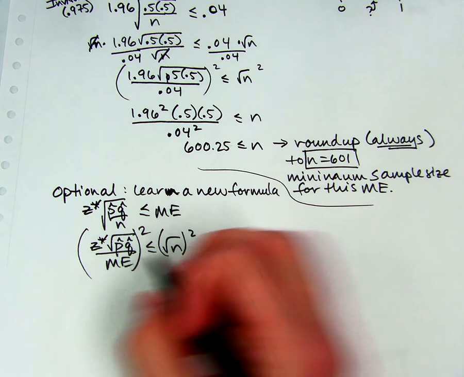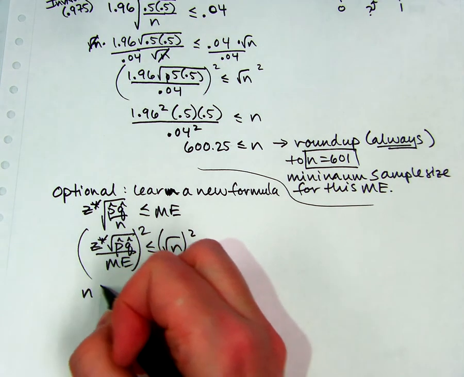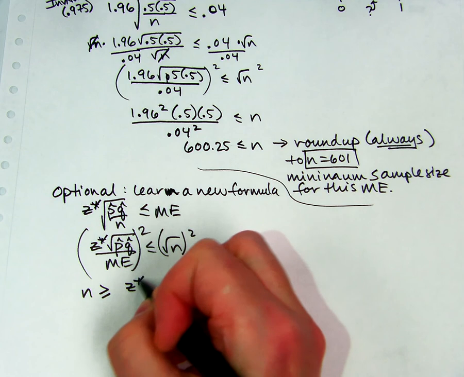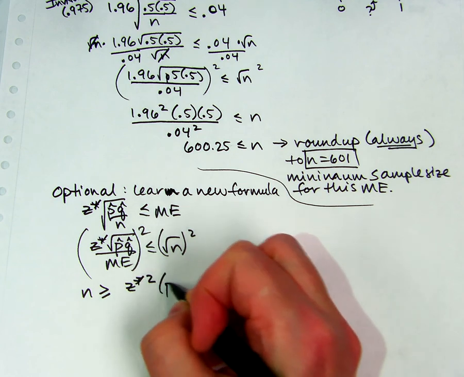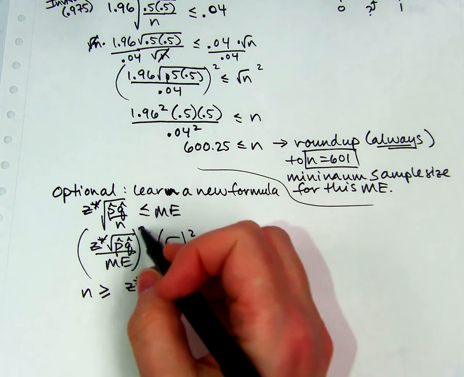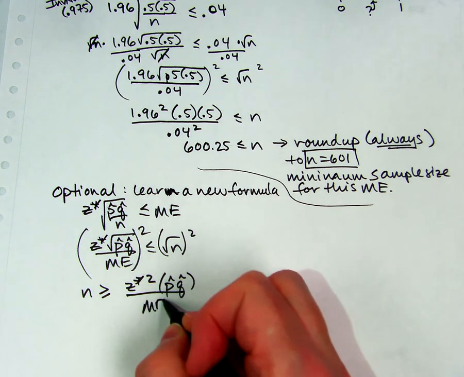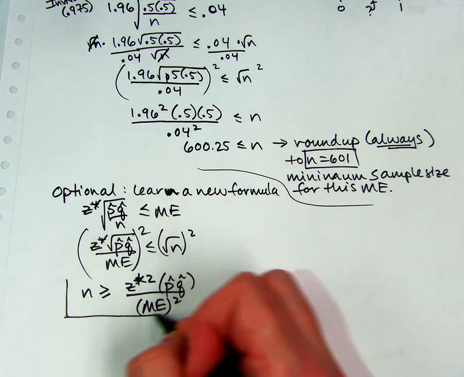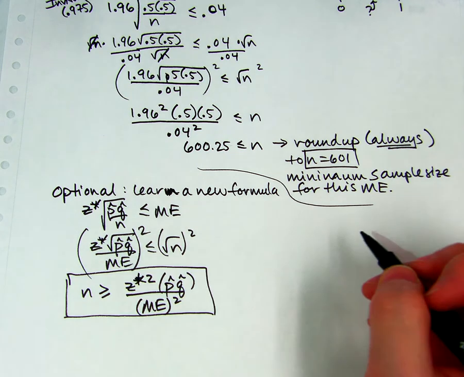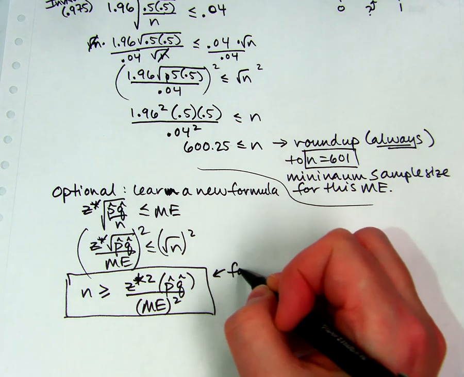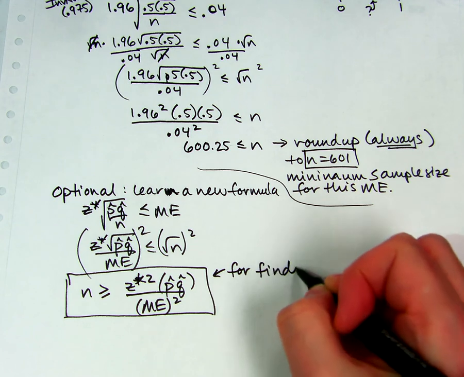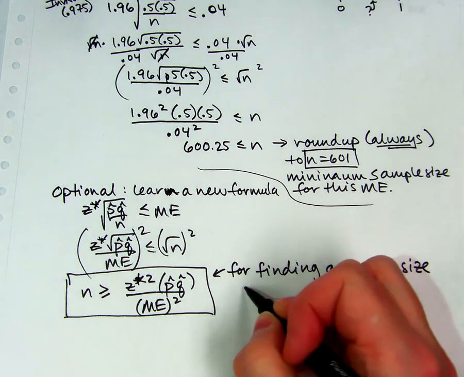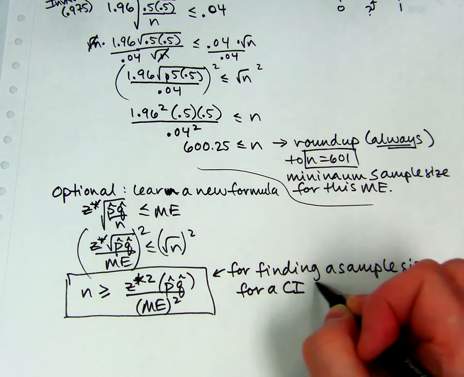And you end up with, I'm going to write it this way, n is greater than or equal to this whole thing squared. I'm going to simplify it a little bit by saying z star squared times p hat q hat without the square root because that canceled. And on the bottom, I have the margin of error squared. So you could memorize this formula or put it on your weekly summary so that you have it. But this is the formula you would use if you are finding a sample size for a confidence interval for a proportion.